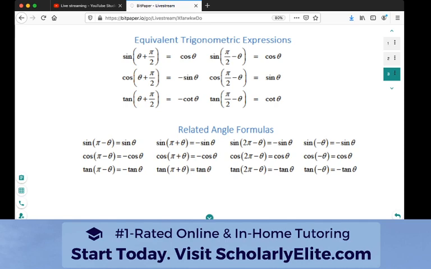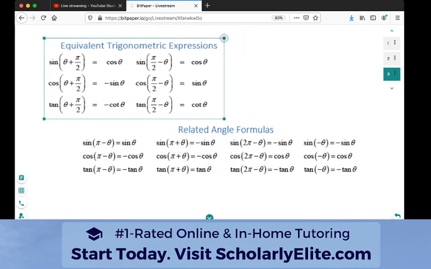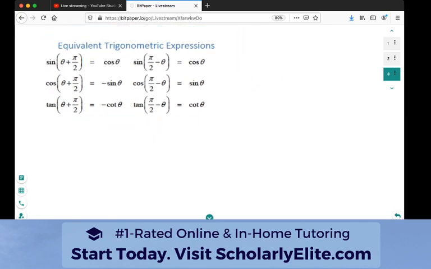So yeah, but first, what we're going to do is teach the equivalent trigonometric expressions. And I rewatched last week's lesson, and I know now that the words were really small on the actual equation sheet, basically.